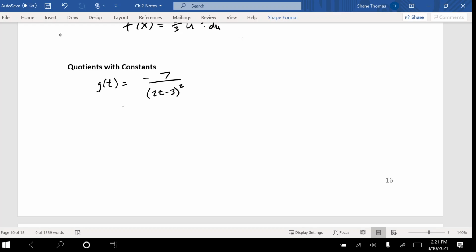All right, so I'm going to go ahead and rewrite this as a non-fraction one. So it'll be -7. You take this to the top to make it 2t minus 3 to the -2 power, right? Okay, so from there, let's do our u substitution. Where do you want to put u? Yeah, 2t minus 3. So u is going to be 2t minus 3. That leaves me with -7 u to the -2.